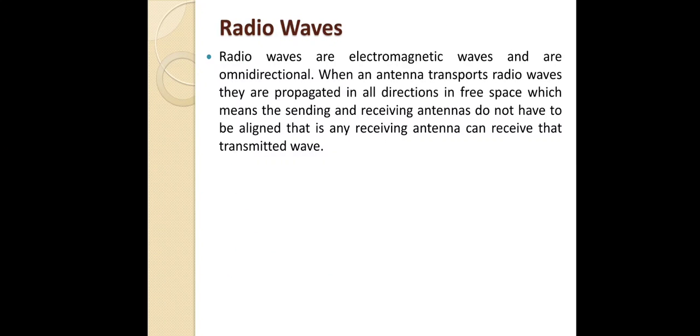Discussing the first, radio waves. Radio waves are electromagnetic waves and are omnidirectional. That is, when an antenna transmits the radio waves, they are propagated in all directions in free space, which means the sending and receiving antenna do not need to be aligned. Any receiving antenna can receive the transmitted wave.